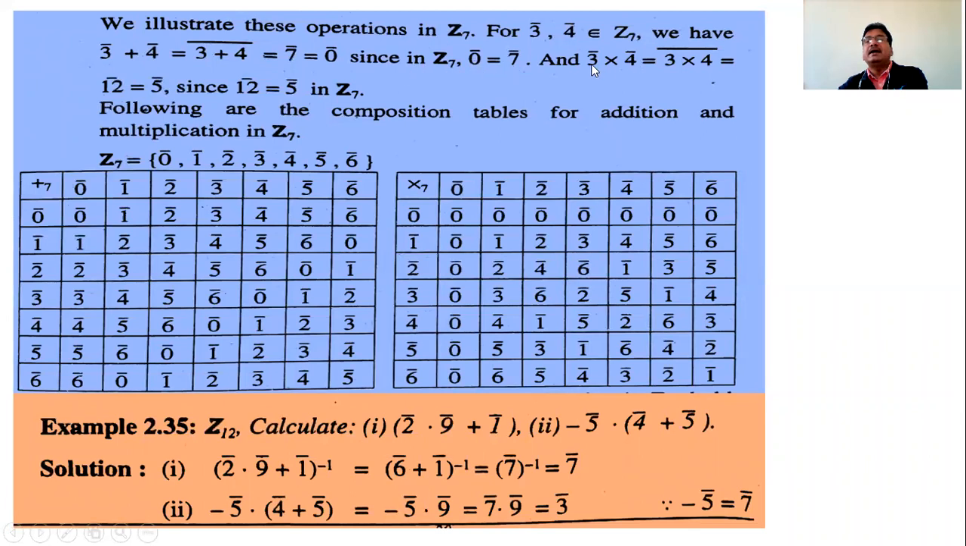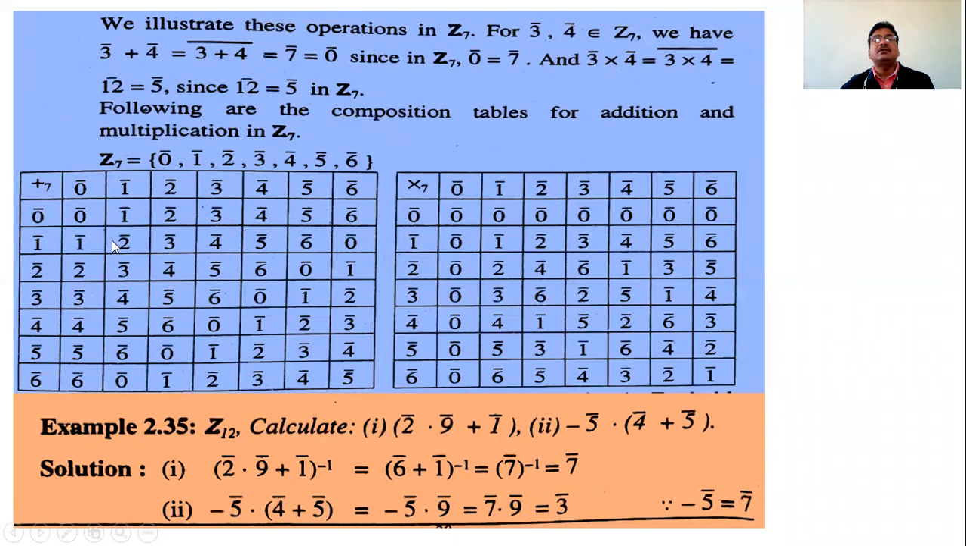Okay. And then 3 bar into 4 bar is what? 3 into 4 bar is 12 bar. And what is 12 bar in Z7? If you divide 12 by 7, then the quotient is 1 and 5 is the remainder. So 12 bar is 5 bar in Z7. So this is the table for addition and multiplication in Z7. It is called the composition table for addition and multiplication in Z7.